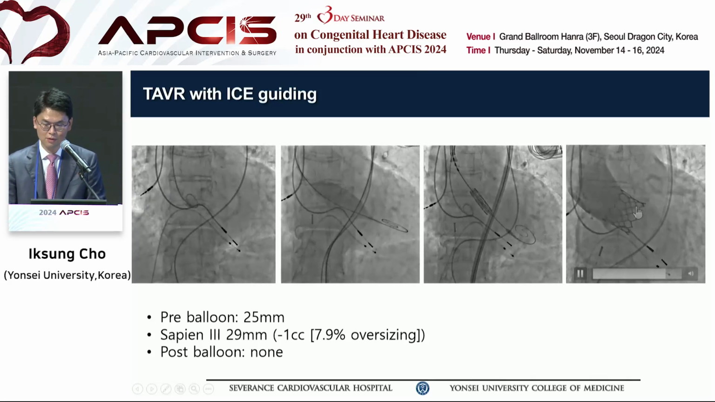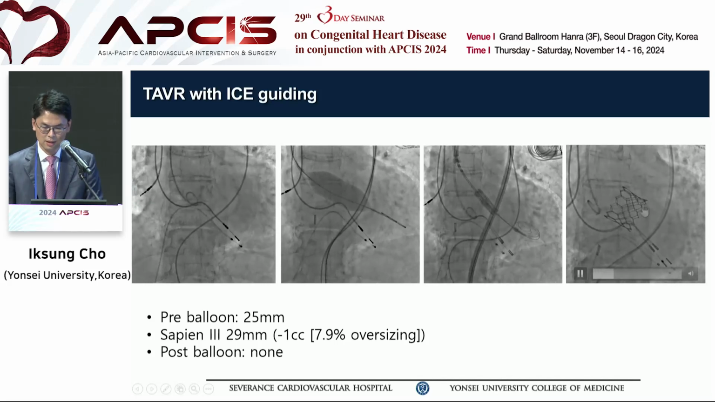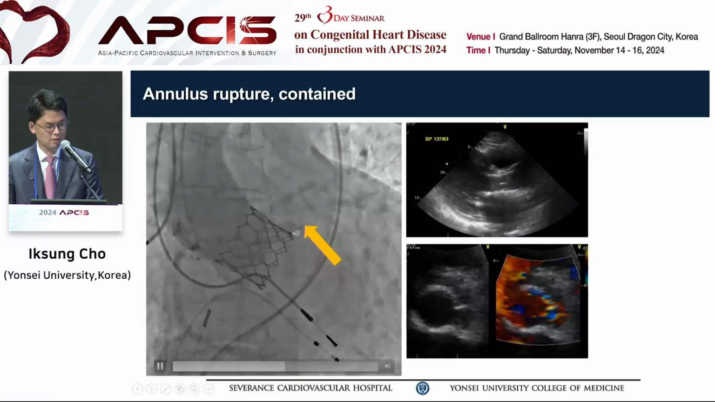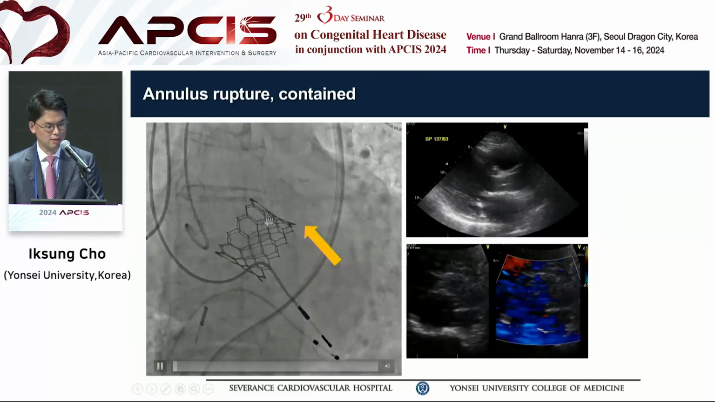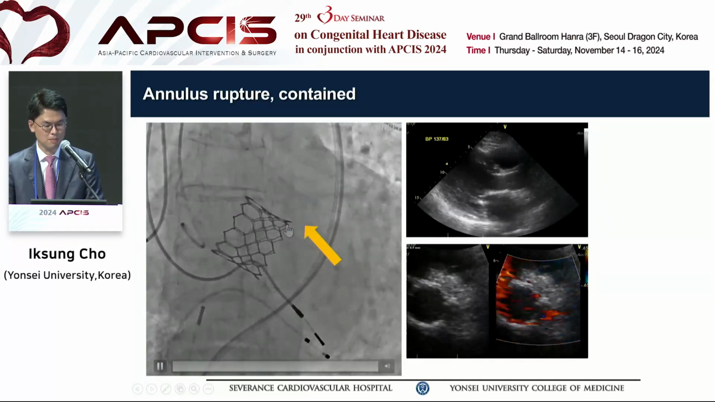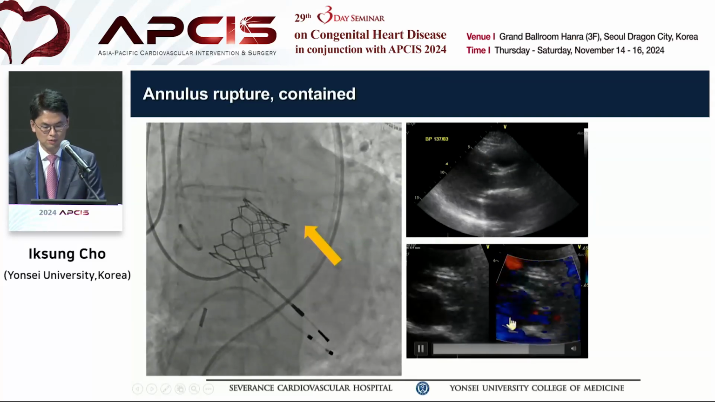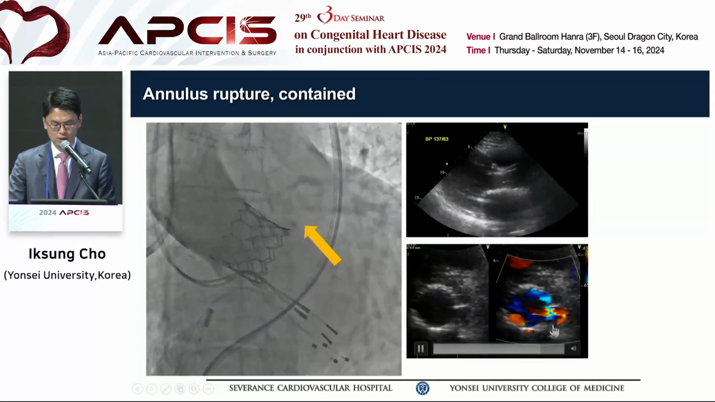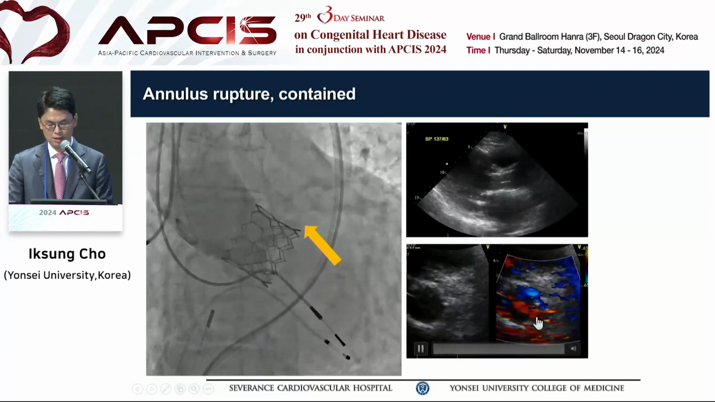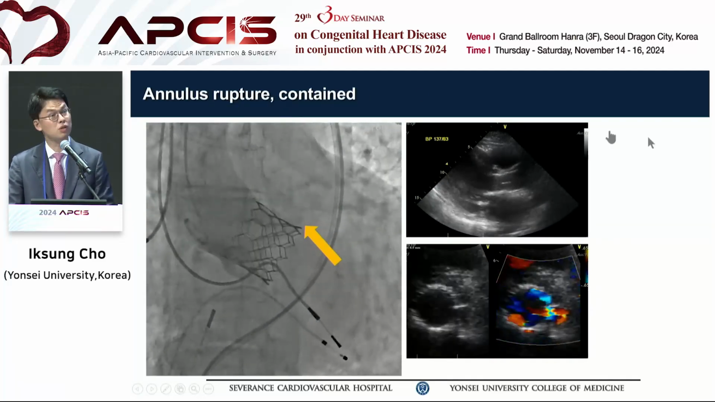I think some of you may notice that there is extravasation of contrast at this site. Let me magnify this. You can appreciate that there is extravasation of the contrast. So this is annular rupture, maybe contained rupture. The patient was stable, and when we did TTE in short axis view, we could see that on the left coronary cusp side, there is a pseudoaneurysm structure, and the flow goes in and out. So this is a contained annular rupture.